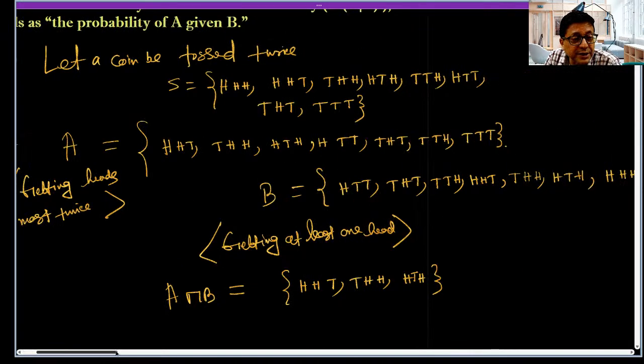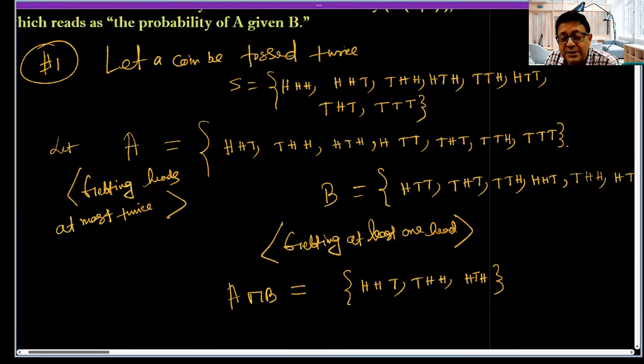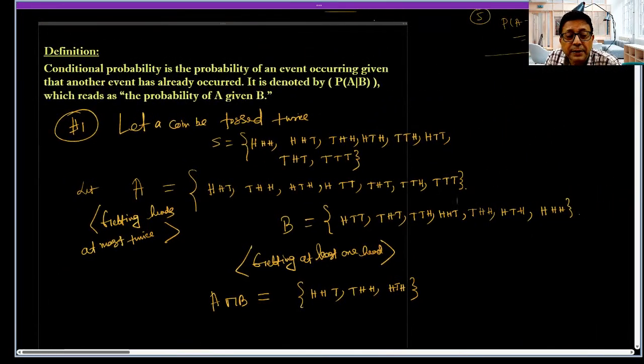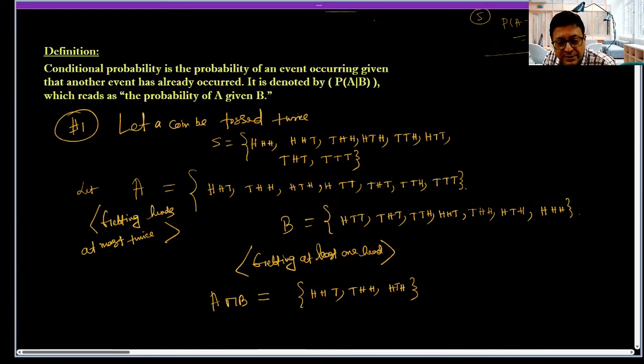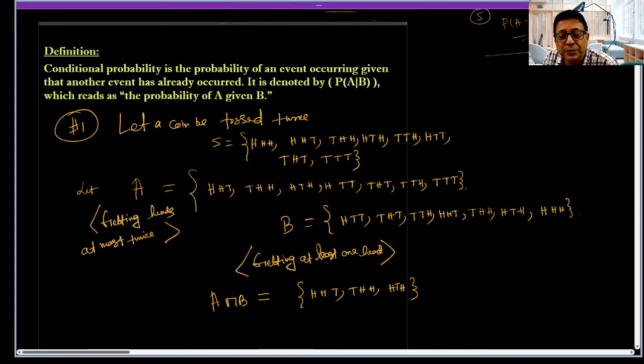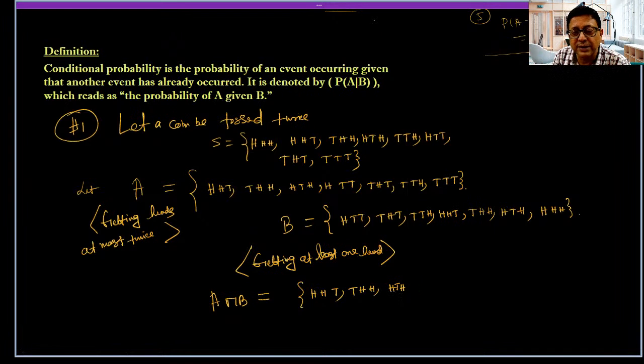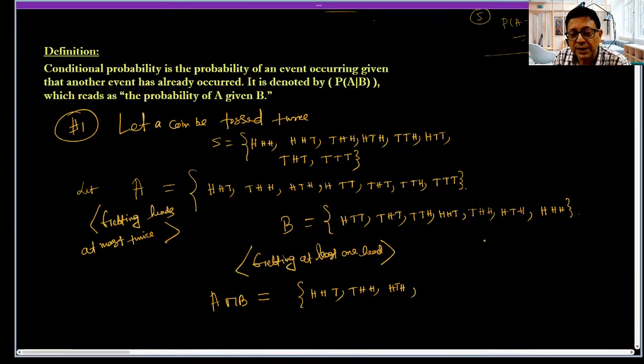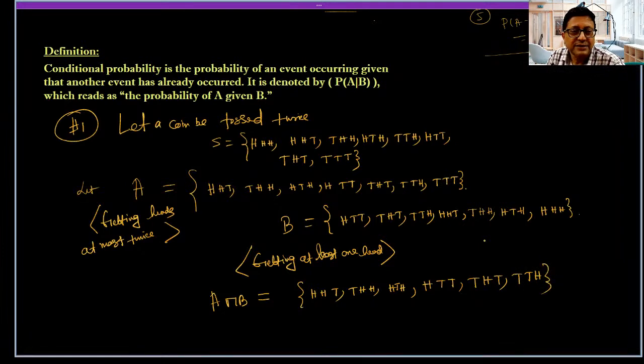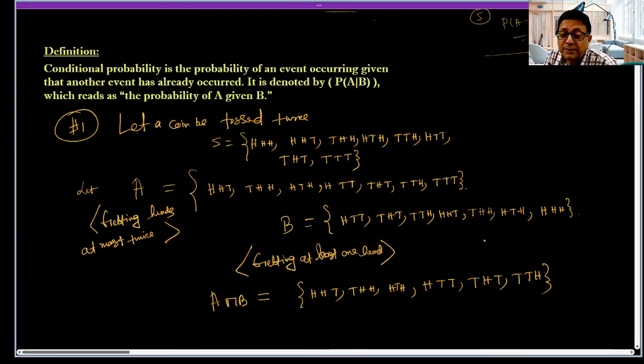So the event A I am taking this manner: getting heads at most twice, and here B is getting at least one head. Then the common event among these two is HHT, THH, HTH, and more events are there: HTT, THT, TTH. What I am doing there? I am just writing A intersection B.